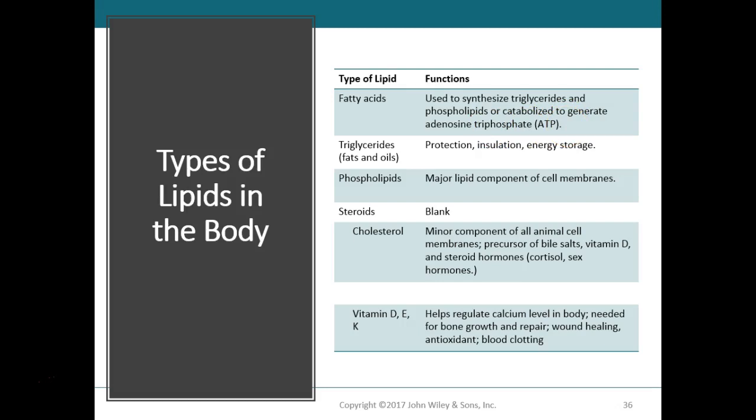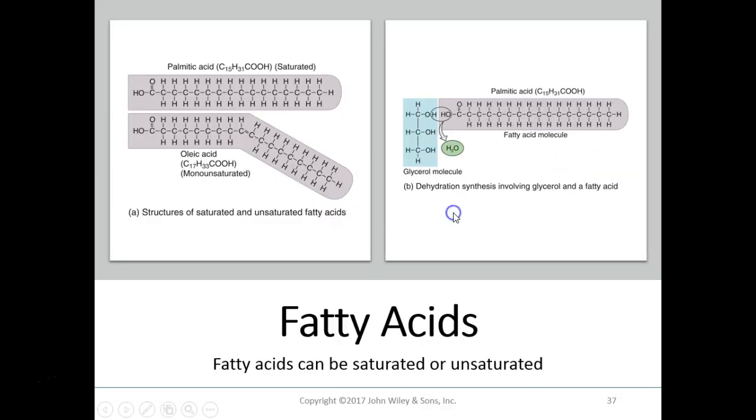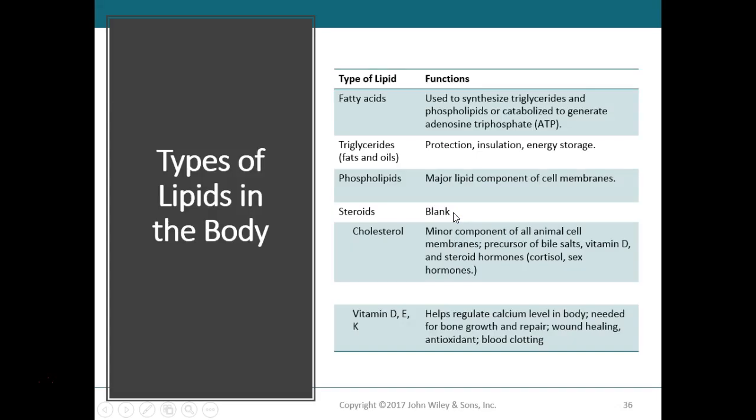Triglycerides protect and insulate and also have an energy storage component to them. Phospholipids, which are lipids with a phosphate attached, are the major component of cell membranes. Steroids, this says blank, I don't know why. It should actually say that steroids are used to create cholesterol, as well as to make some of our vitamins, and used to build cortisol, the stress hormone, and estrogen and testosterone as well.